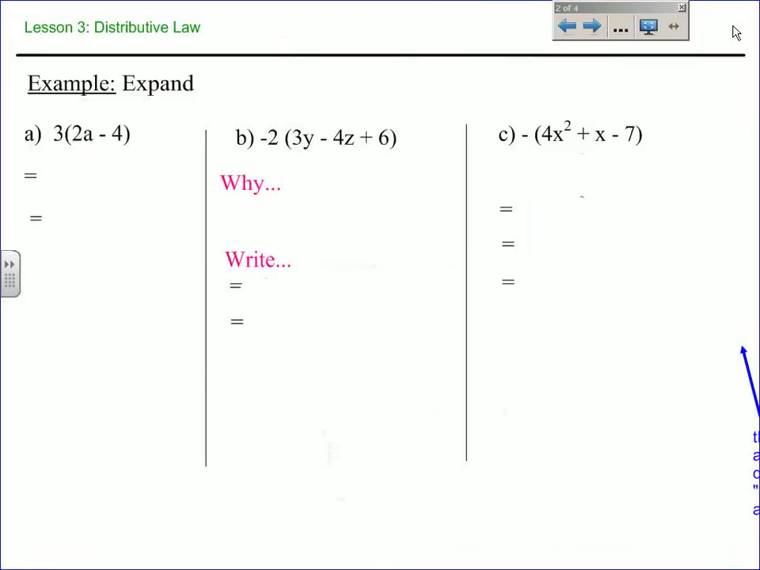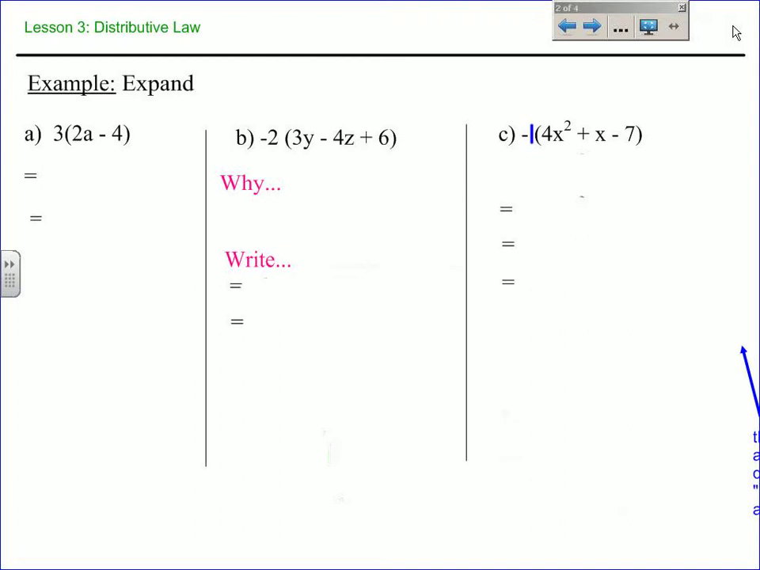There we go. So you can see in each of our examples there's a number in front of the brackets. In example A, the number in front of the brackets is 3. In example B, the number in front of the brackets is negative 2. That's the constant that distributes in. And in example C, it doesn't appear that there's a number in front of the brackets, but as you guys know, if you don't see a number there, the assumed number is 1. So that's actually a negative 1 that's in front of the brackets.